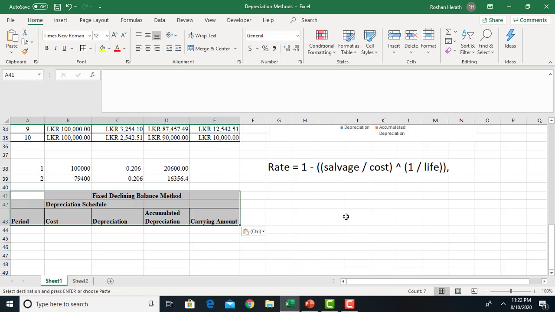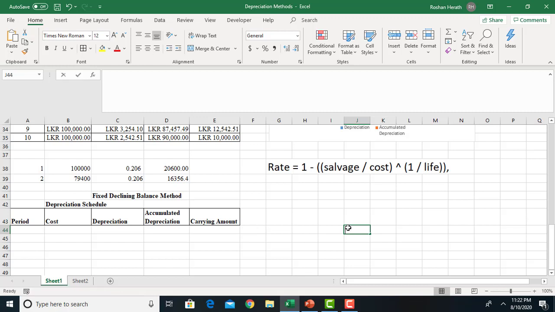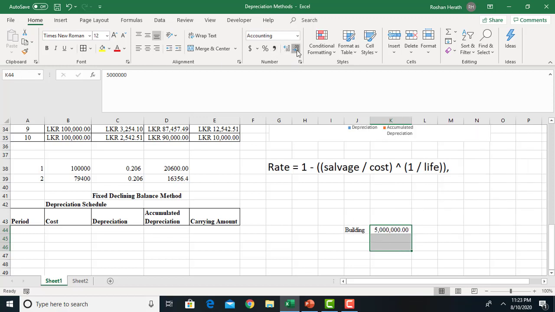So let's say that you have a particular item of property. Let's say it's a building. You have a building with a value of say 5 million. You are acquiring that on 1st of July 2020. 1st of July 2020, you may acquire that.